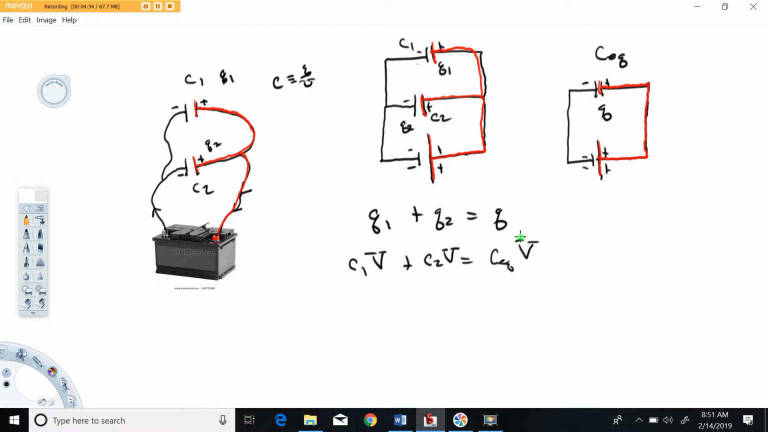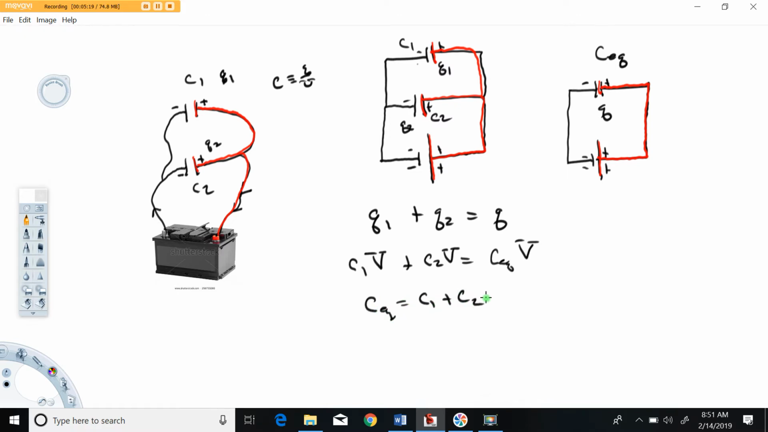Just to clarify, when a capacitor is charged, what we're talking about is a charge imbalance. More electrons on the left than we have on the right, but the net charge on this, if we added them up, would be 0. And the voltages are the same. They're all red to black.